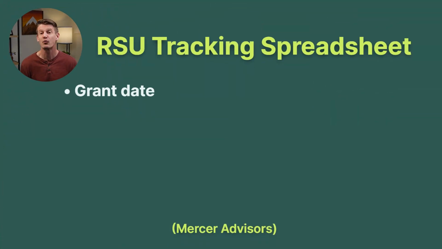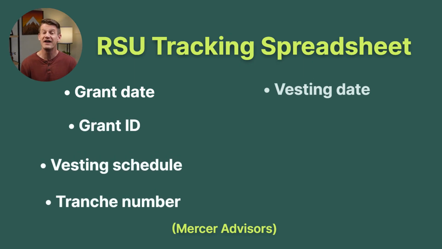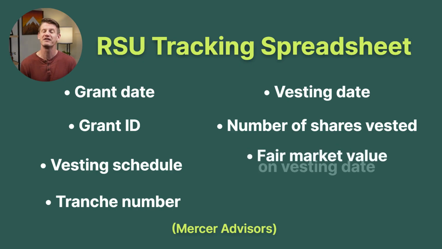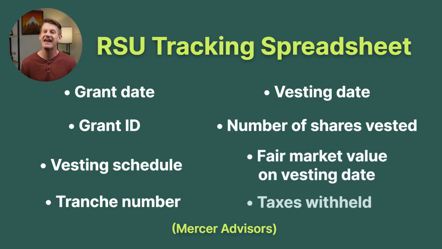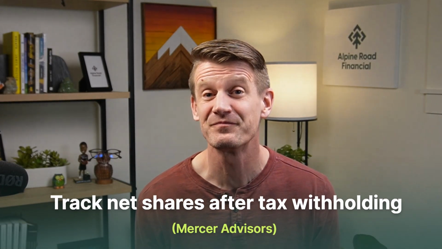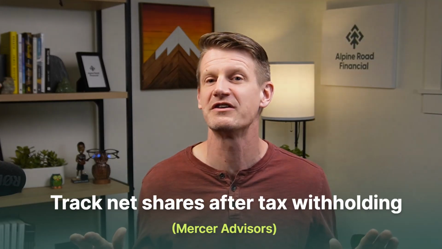Include columns for grant date, grant ID, vesting tranche number, vesting date, number of shares vested, what the fair market value was on those vesting dates, and finally taxes withheld, so you know the net shares you received after that tax withholding. Update it every quarter when shares vest. This isn't just for this year's tax return, it's for planning future sales.